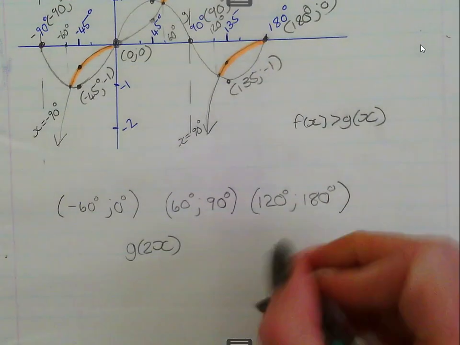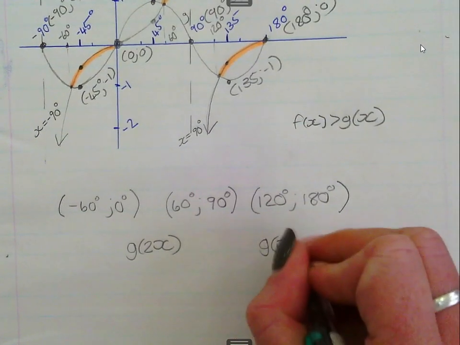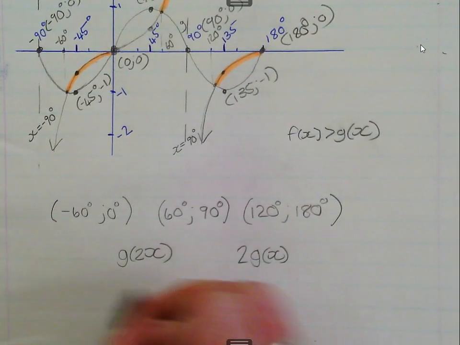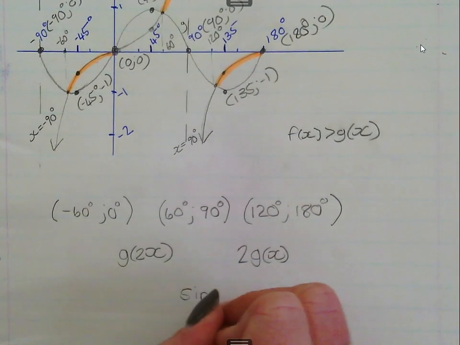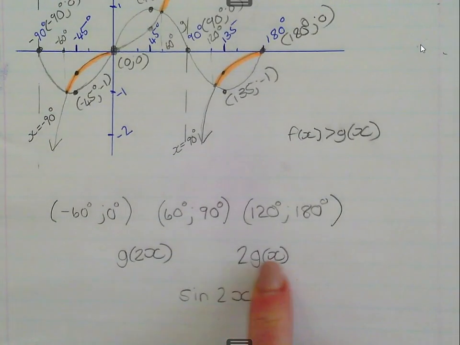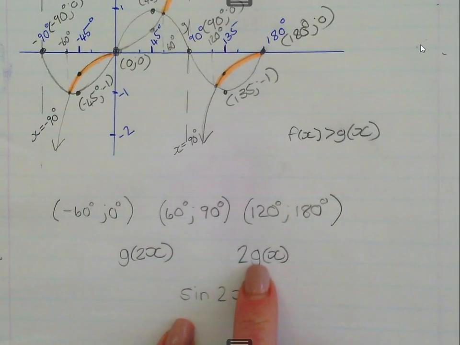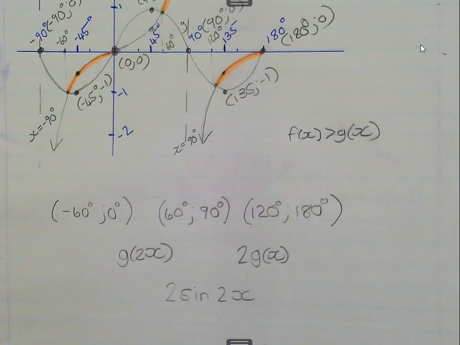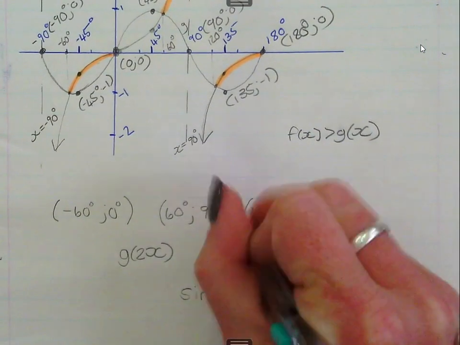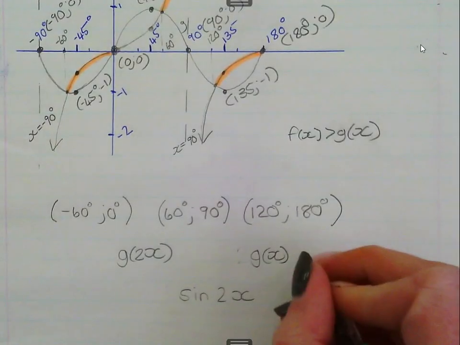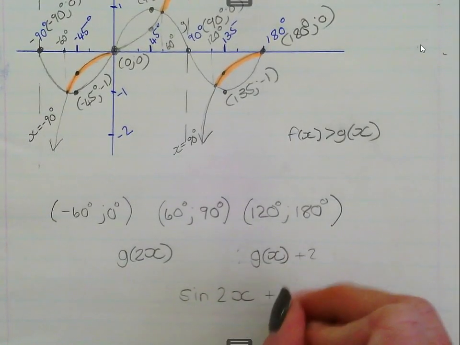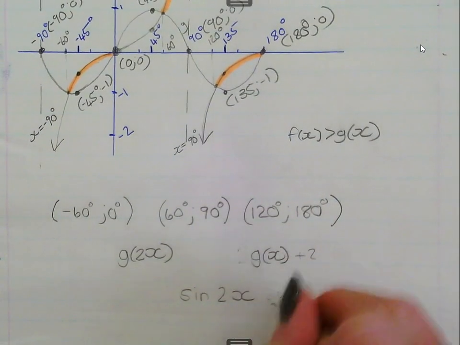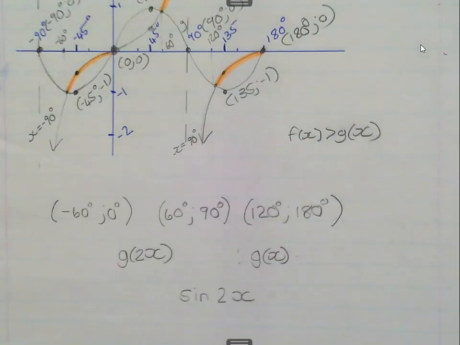Okay. If they had said g of x with a 2 in front, let me write down g. G is sin 2x. If they put it in front of the function, the 2, you have to put the 2 in front of the function. If they had said g of x plus 2, you would add 2 to the function at the end. But what they said was g of 2x.